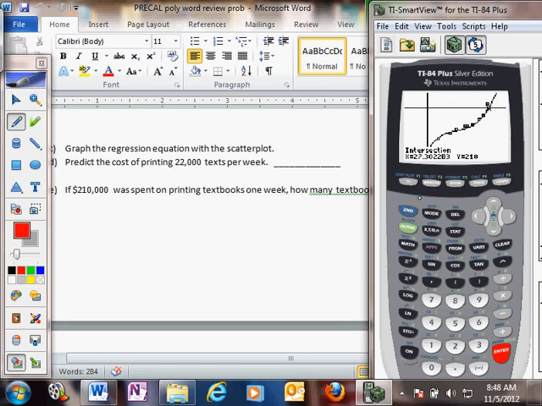Now, I'm not going to work the other regression problem on the podcast. They all work the same. First you have to put your data in L1, L2. Then you have to frame your window. Set your window to reflect the data you put in. And then go through every step just like we did, and you can work any regression problem.